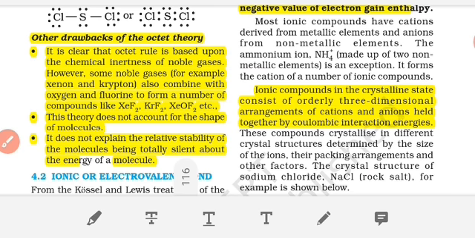So this is all about this video, in which I have explained covalent bond formation and the octet rule. In the next video I will discuss the ionic or electrovalent bond.